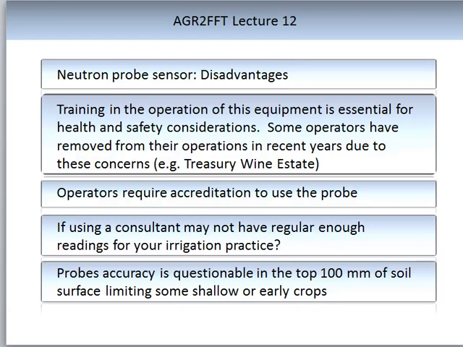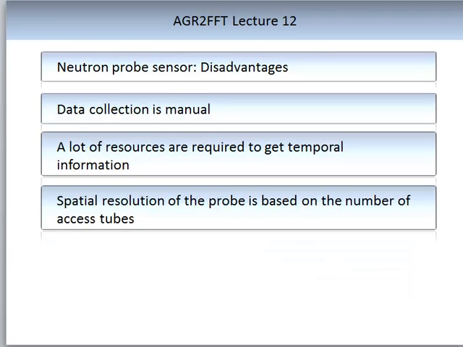If you are using a consultant, you may have to employ their services regularly, particularly if you are relying on this information to set your irrigation practices throughout the season. The probe's accuracy is questionable in the top 100 millimeters of soil surface. This is particularly important in crops where there are many shallow roots, such as some pastures. It is also important on crop establishment, as often it is this area of the soil that you are most interested in. Other disadvantages to this technology is that the data has to be collected manually.